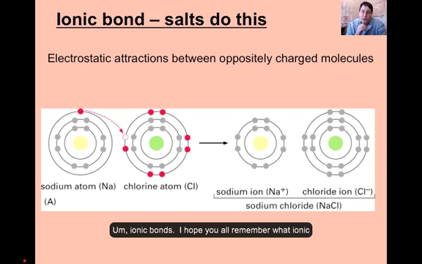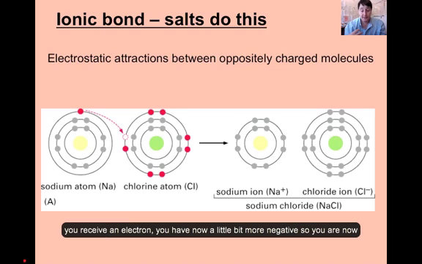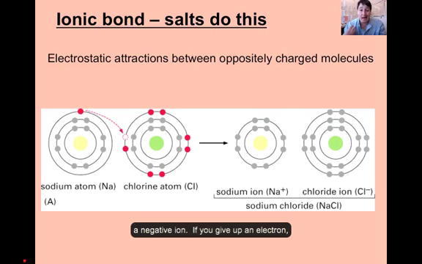Ionic bonds, right? I hope you all remember what ionic bonds are. Ionic bonds are electrostatic, which means there's going to be charges involved. And it's completing the outer shells of atoms. And what that does is if one atom gives up an electron and the other atom receives an electron, right? If you receive an electron, you have now a little bit more negative, so you are now a negative ion. If you give up an electron, you are now a positive ion.